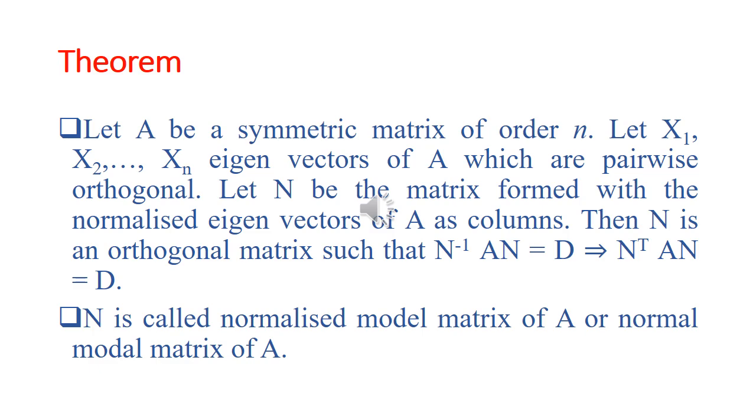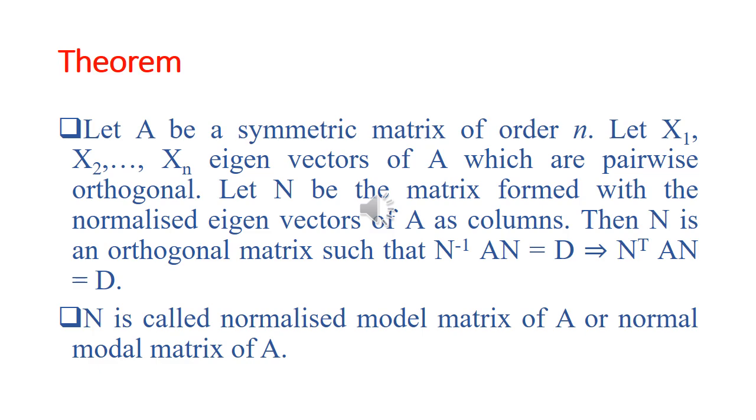Let's see an important theorem. If we have a symmetric matrix A of order n and x1, x2 up to xn are eigenvectors of A, and these eigenvectors are pairwise orthogonal. Remember what is pairwise orthogonal? If we take any two of these eigenvectors, suppose I take x2 and x4, then x2 x4 transpose equal to 0. This is called pairwise orthogonal.